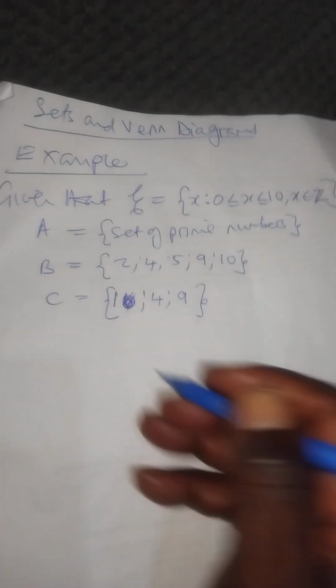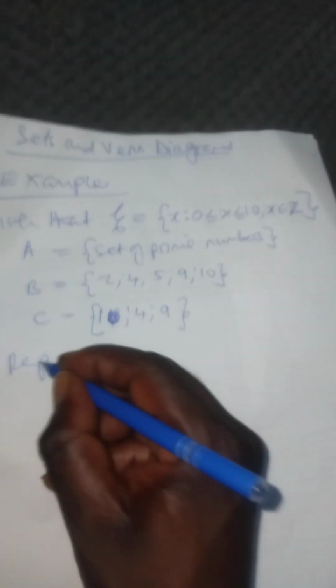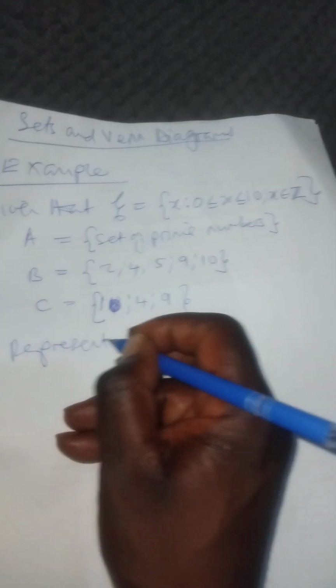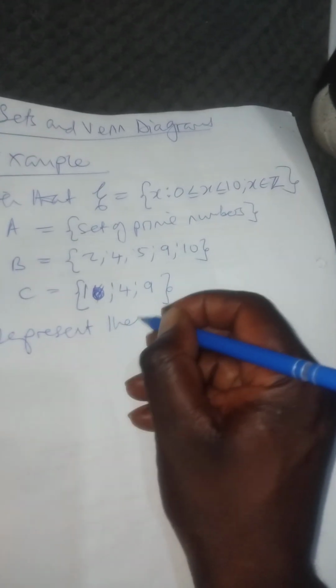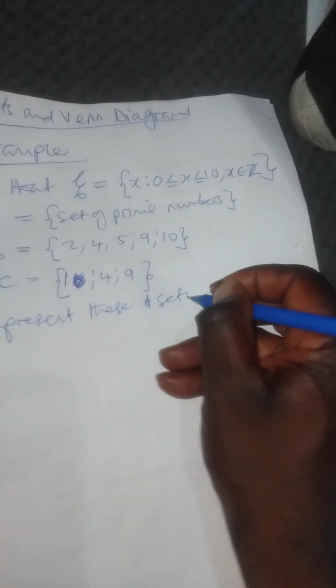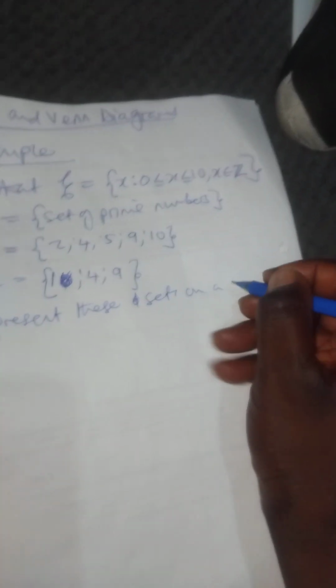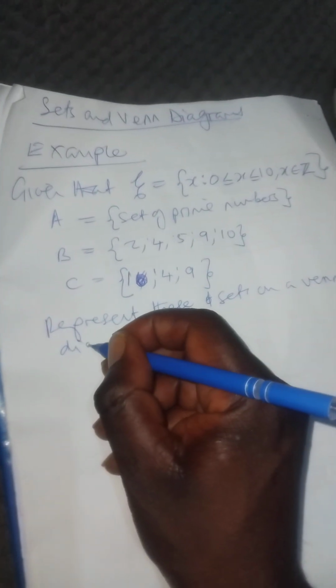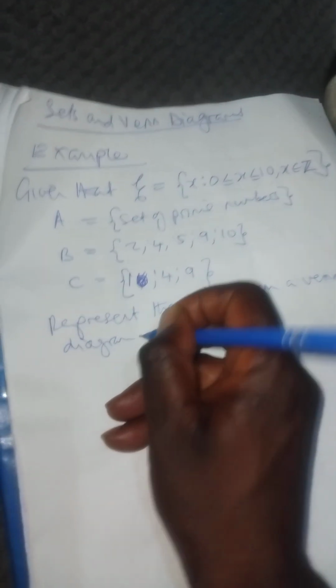We want to represent these sets on a Venn diagram. This is our question, 3 marks. This is a ZIMSEC question.